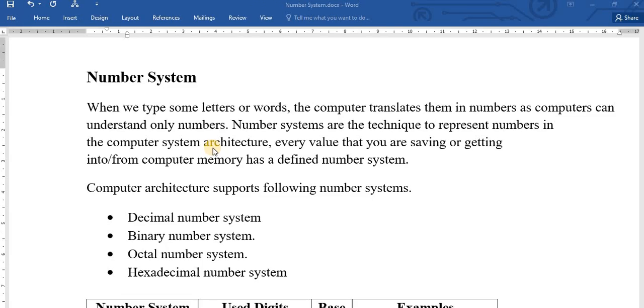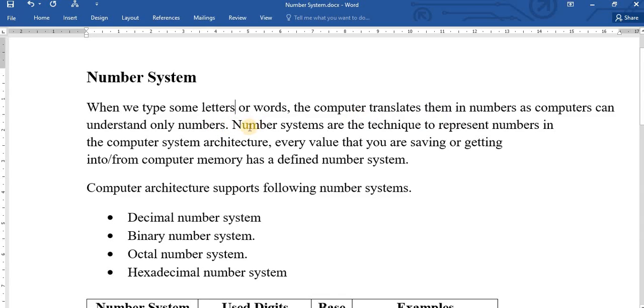So students, today I am going to start another new topic, that is number system. Okay, it is totally different from Python. So, what is number system? When we type some letters or words in the computer, the computer translates them into numbers, as computers can understand only numbers. Whenever you input any word, letters, anything in the computer, it translates them into numbers, because the computer understands only 0 and 1, or only numbers.